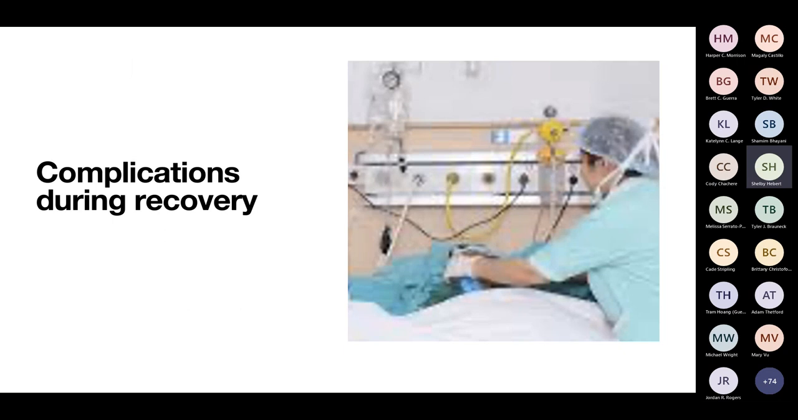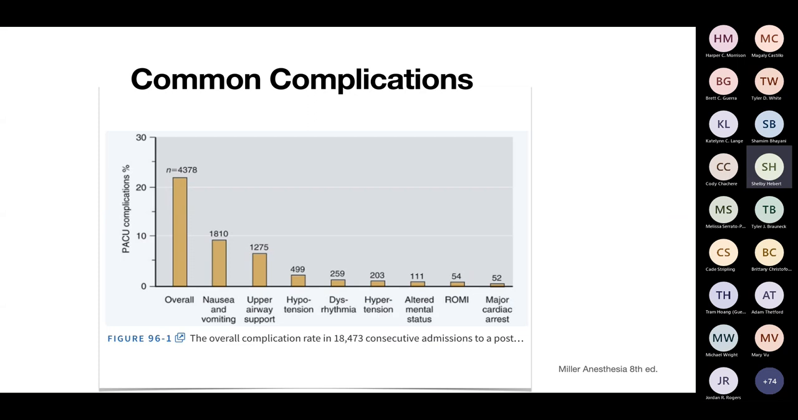All right, so now we're going to talk about some complications we encounter during recovery. And this is in the hierarchy of common incidents. The biggest one is nausea and vomiting. I will say that this is a little bit dated. I think with more prophylactic administration of PONV meds, this has probably gone down. Patients now, for the most part, are usually receiving at least 2 antiemetics, and I think that rate is down.